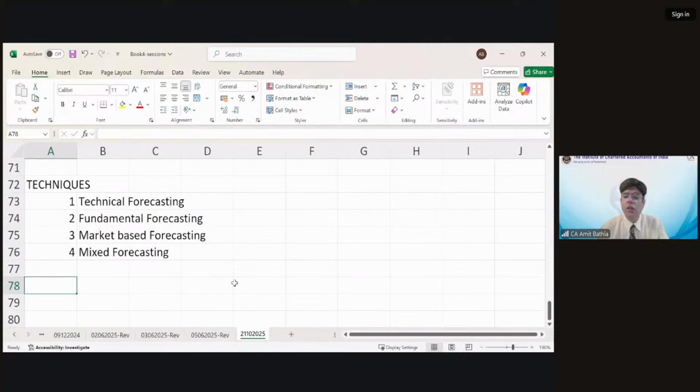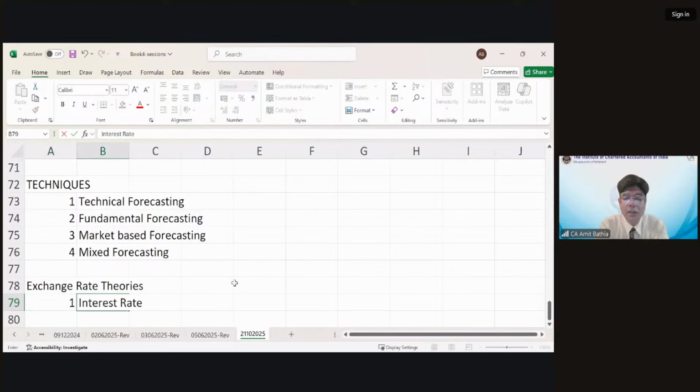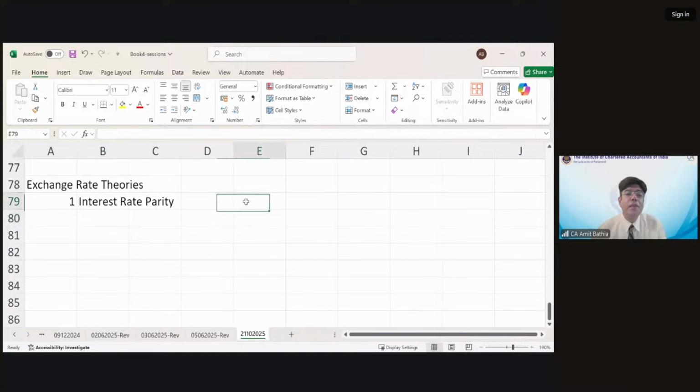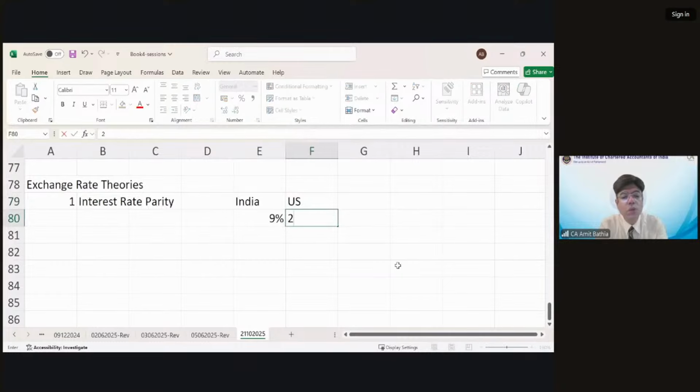Now, the important aspect for us now becomes what are the exchange rate theories. So what are the exchange rate theories which we have learned in this particular chapter? First is interest rate parity. That is also known as IRP. Now, what is the meaning of interest rate parity? Say, for example, if India is giving you 9% as the interest on a bank FD, for example, and US is giving you 2% interest, right?